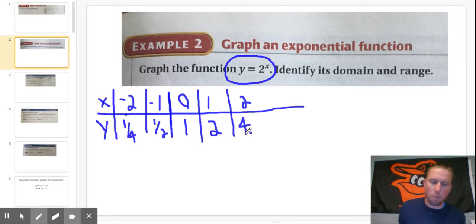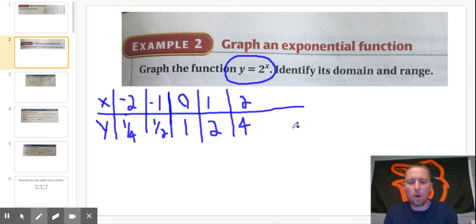Step number 1 when you have a graph is to make a table. You're going to choose a couple values for x and find the values of y. The domain is all real numbers. Now we're going to plot it. They want us to graph the function.